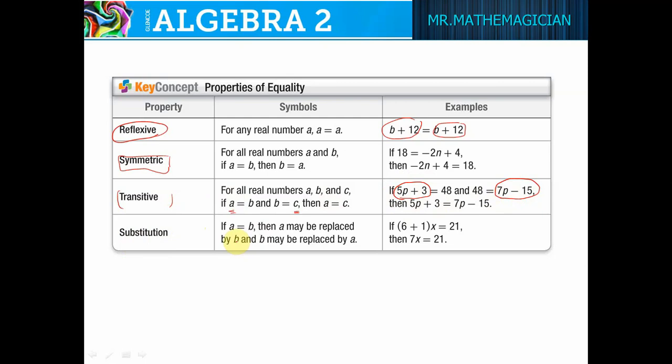Substitution. If A equals B, then A may be replaced by B and B may be replaced by A. For example, if 6 plus 1 multiplied by x equals 21, I can replace 6 plus 1 by 7. This is called substitution because we replaced 6 plus 1 by an equal amount. So whenever you replace by an equal amount, it's called substitution. Remember these properties very well: reflexive, symmetric, transitive, substitution.